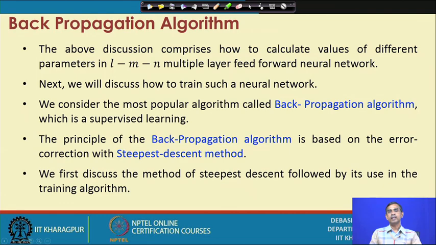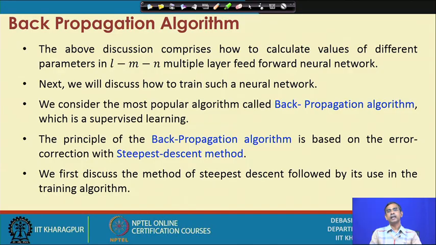That means, whenever some input is given to the network, it will produce an output. It is called the observed output, and as it is supervised learning, we know for each input what the true output will be. So, error is basically the difference between the true output and the observed output. The back propagation algorithm tries to correct the errors. That means, it will train the network in such a way that the error obtained for a given input is as small as possible.